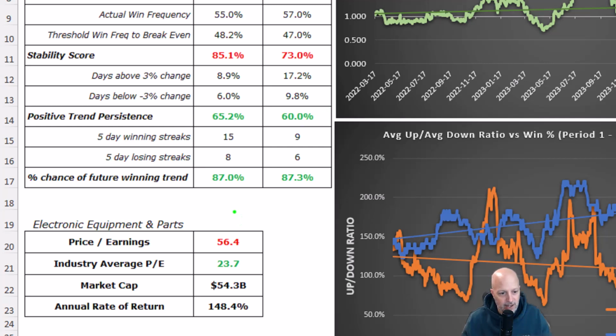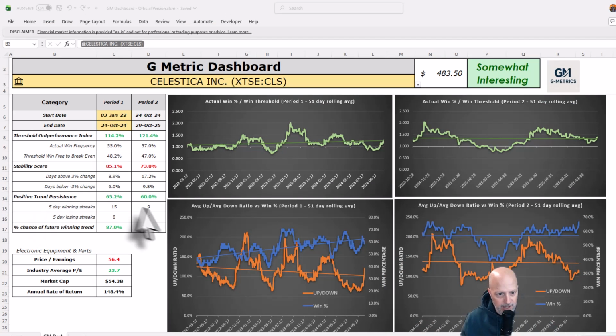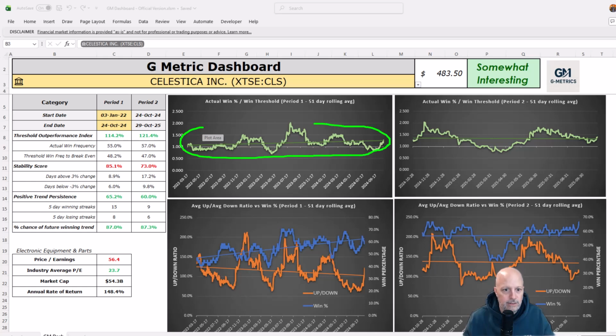Next is my favorite stat that I like to look at. It's called the percent chance of a future winning trend. So let's back out of here and let's look at this chart right in front of us.